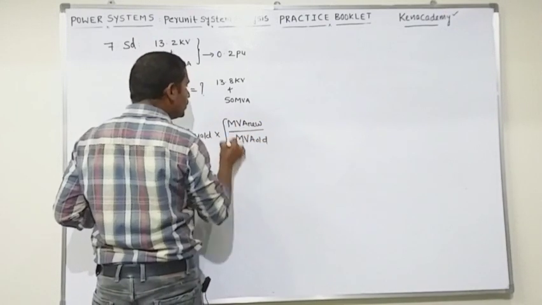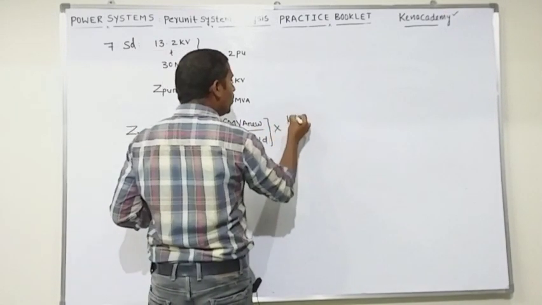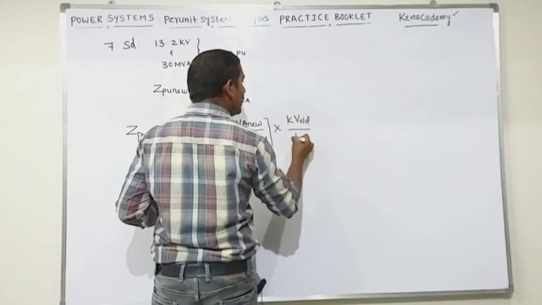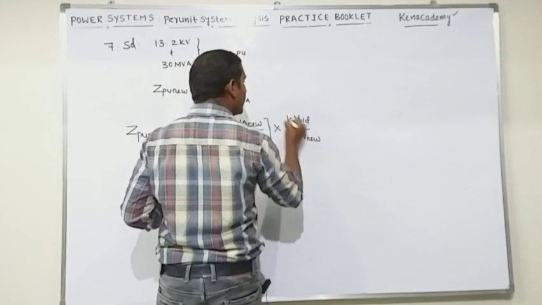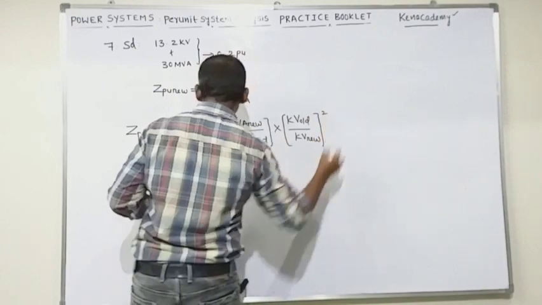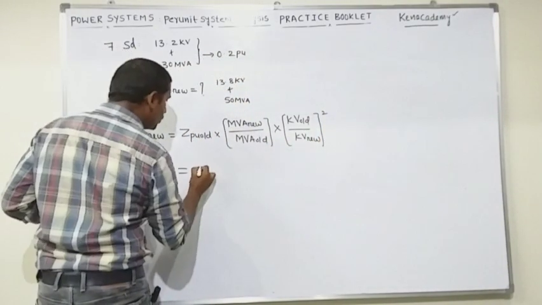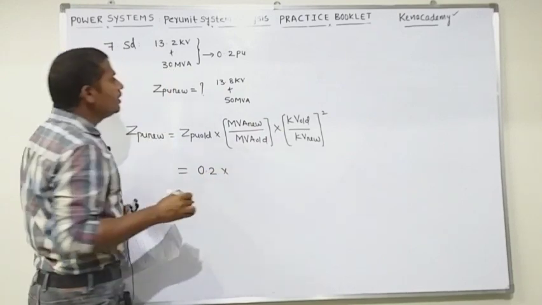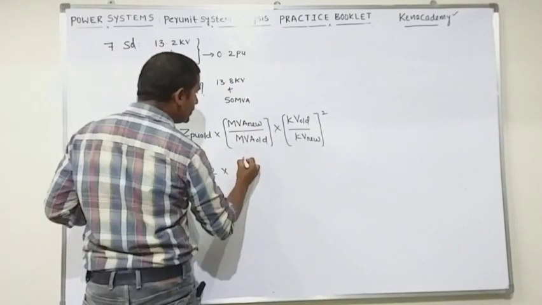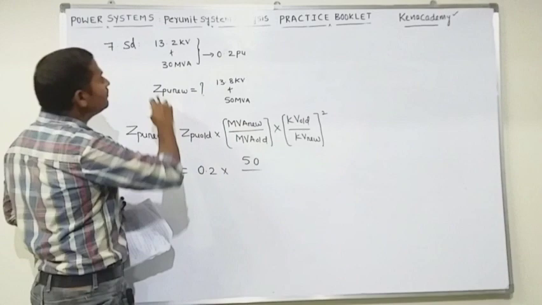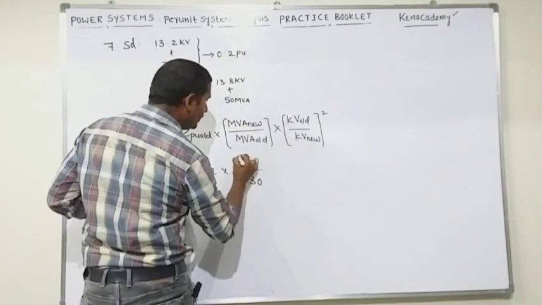MVA old into KV old by KV new whole square. Students, concentrate. What is the Z per unit volt? Z per unit volt is 0.2 per unit into what is the MVA new? MVA new is 50 MVA. What is MVA old? MVA old is 30 MVA.